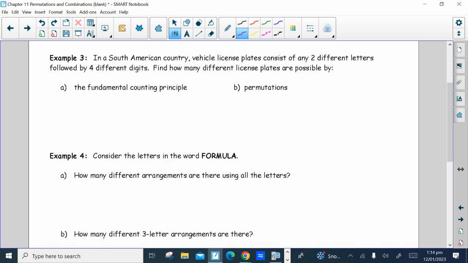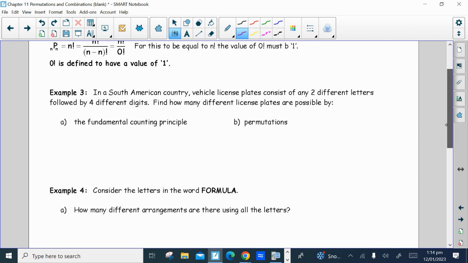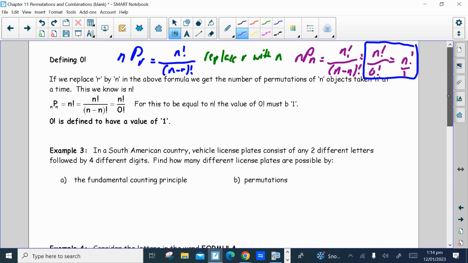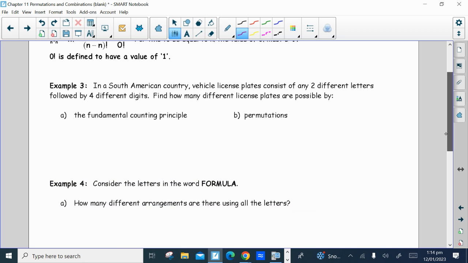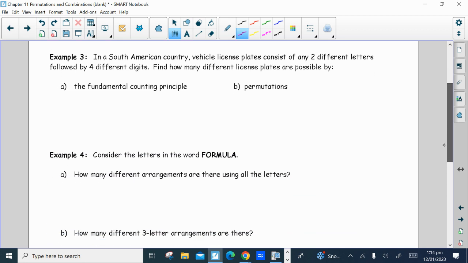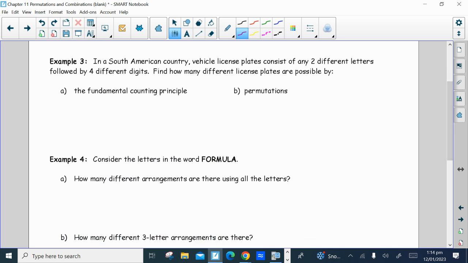You'll never be tested on that. You might be asked, though, to give a proof of why 0 factorial equals 1, and I just showed you what that proof would look like. So let's use this shortcut, the nPr, to answer these questions.